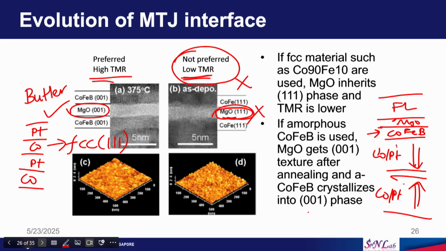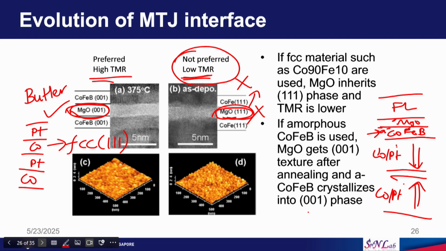So, to break that we insert an amorphous cobalt iron boron. So, now this is amorphous. On top of amorphous cobalt iron boron, magnesium oxide will grow with 001 texture. So, the TMR will not be affected because of this layer. So, when you grow materials, you have to think about what kind of crystal structures you are growing, whether this crystal structure will affect positively or negatively, you have to consider all these aspects.